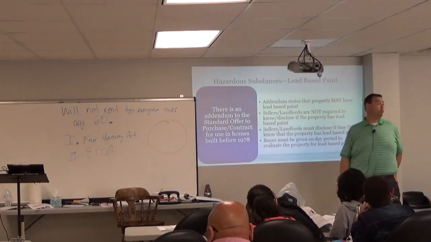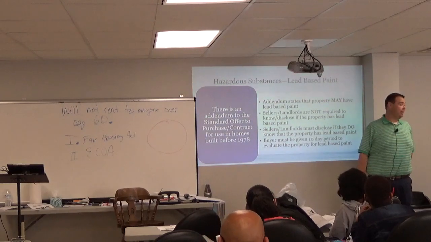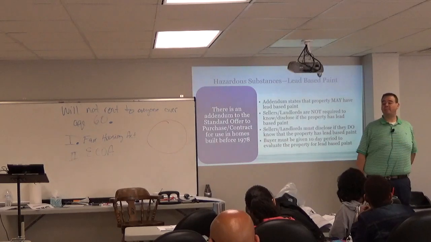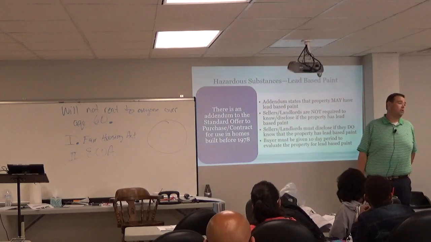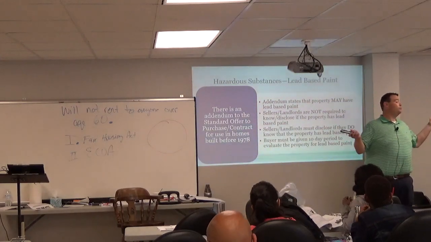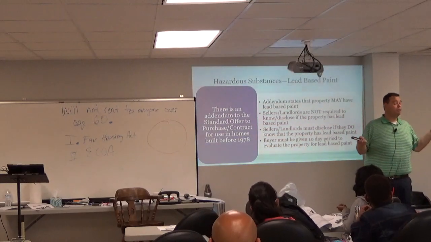And here's what the form says. This property was built before 1978. Therefore, it what? It might have lead-based paint. And then it'll ask a simple question: does the seller have any knowledge of lead-based paint? And the seller can say yes, the seller can say no, or the seller can say, I don't know. Does that make sense? And no representation, essentially.